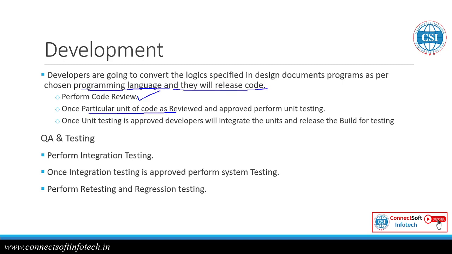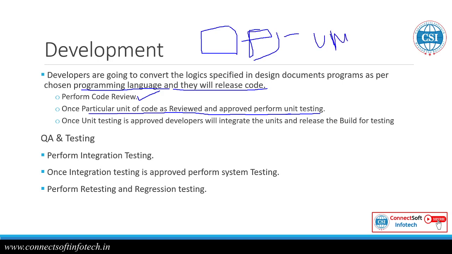Once a particular unit of code is reviewed and approved, they perform the unit testing. The developer writes the code, then a senior reviews the code, and then they go for unit testing. Once the developer's unit testing is done, it is ready to be sent to the QA team.